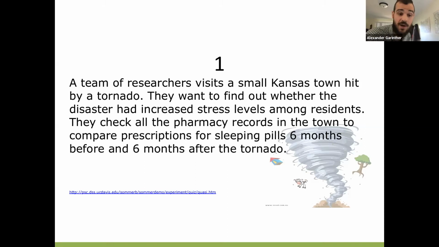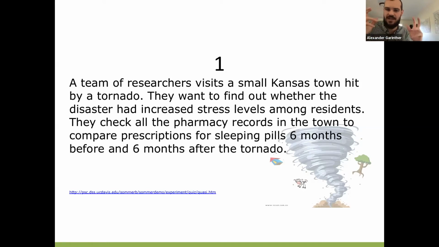So you could run a study like this. You could run a quasi-experimental design using a between groups framework in this case. You just look at maybe another Kansas town that's similar, that has similar sleeping pill prescription records before, that's matched as best you can, but that didn't get hit by the tornado. And that would do the best we could to isolate the tornado. That's the cause we want to learn about on the effect of stress levels.